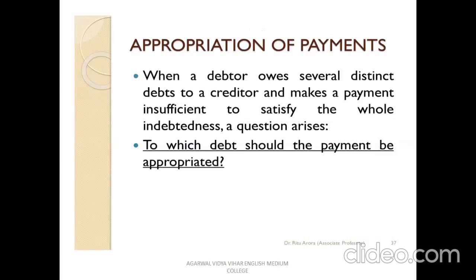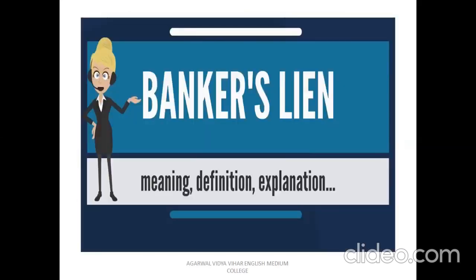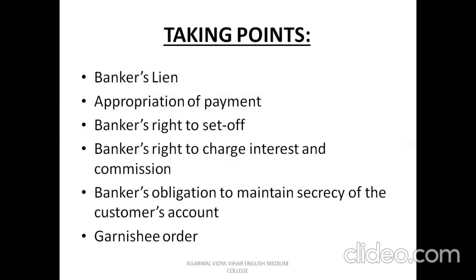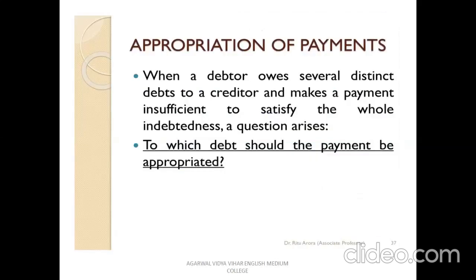Now we are going to start with the second topic. As we discussed in the pickup points, the first pickup point is banker's lien. That topic is over. Now the second point is the appropriation of payment. Now we are going to start with the second point, appropriation of payment.